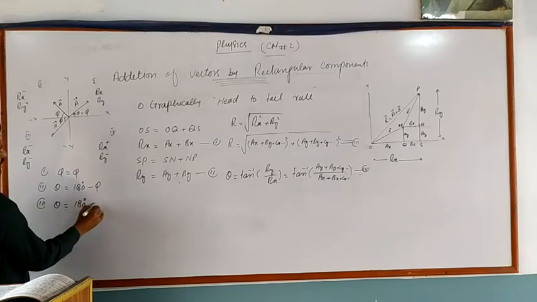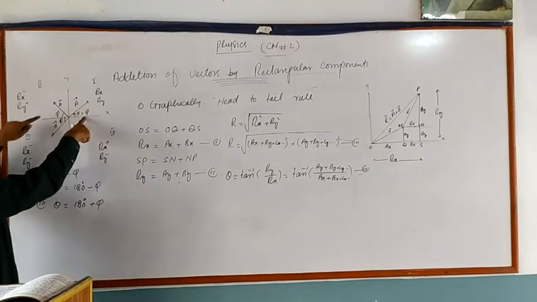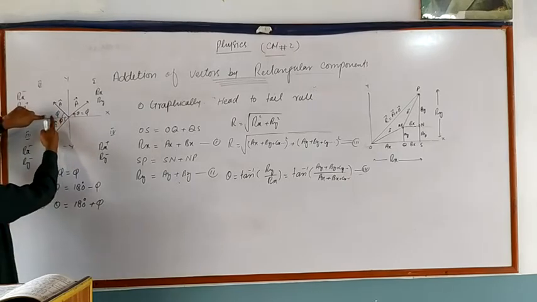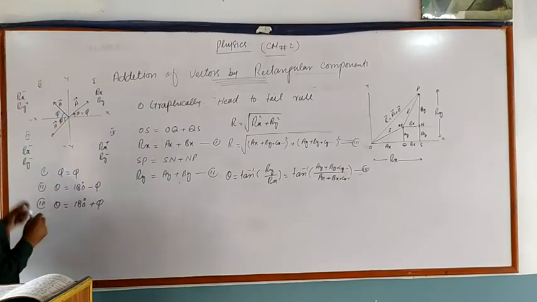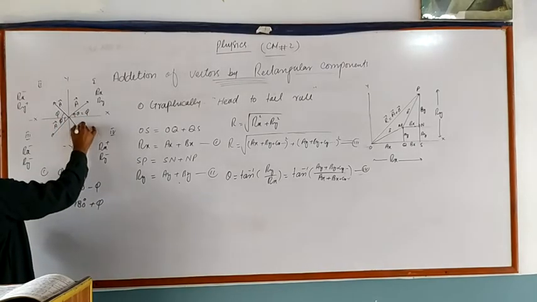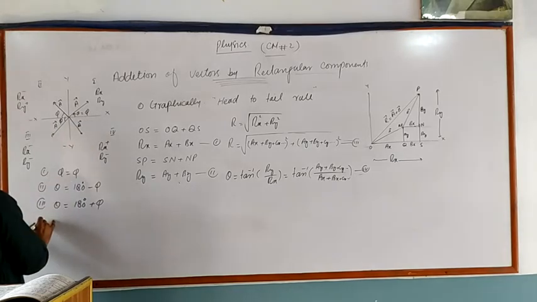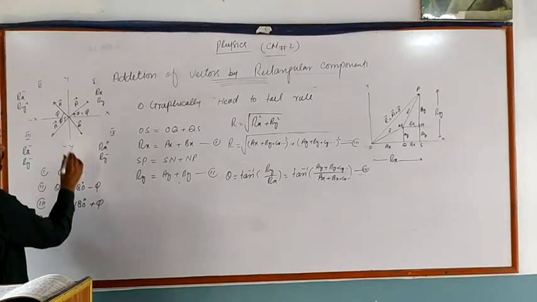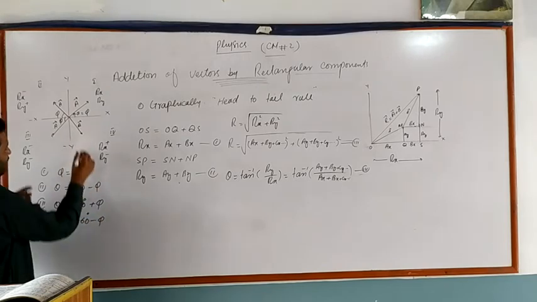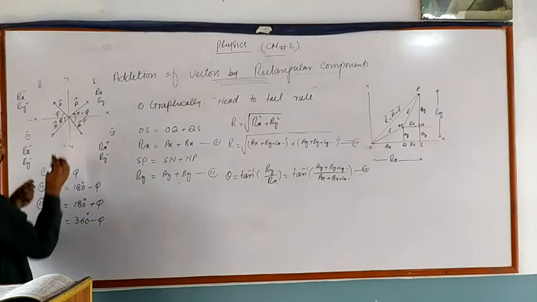180 degree plus phi. From this line to this line, 90 plus 90 is 180, and the remaining angle is phi, so the resultant theta will be equal to 180 degree plus phi. When vector A lies in the fourth quadrant, its direction will be calculated by the technique 360 degree minus phi. This angle is equal to phi.